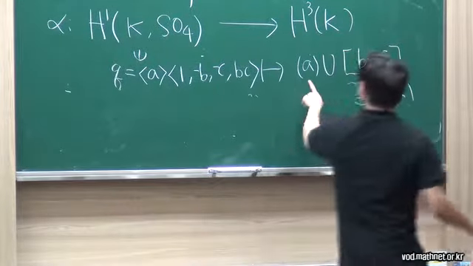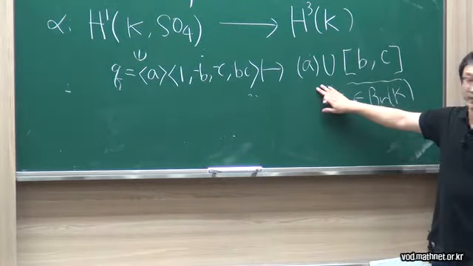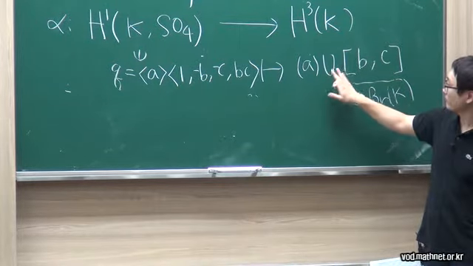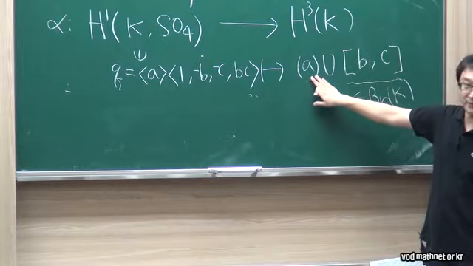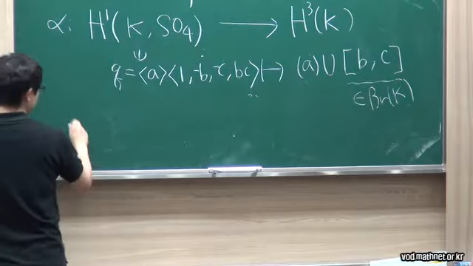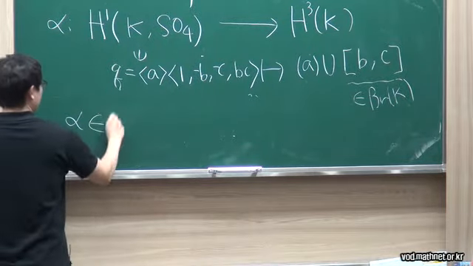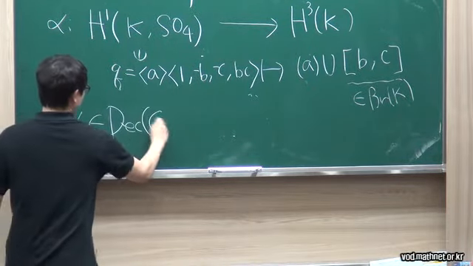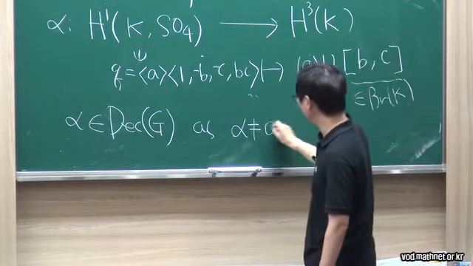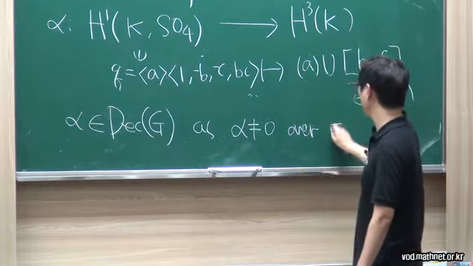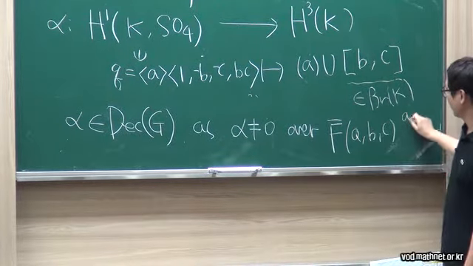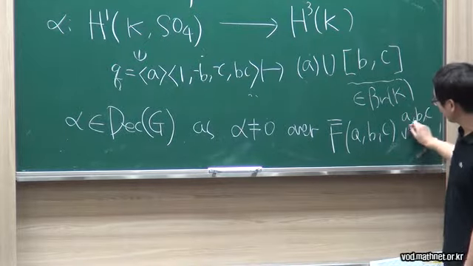So let me say this invariant is alpha. Then this invariant looks like decomposable invariance because this is a degree 2 invariance and coproduct with some element here. But this is not decomposable invariance because this is not trivial over F adjoining independent variables A, B, C.